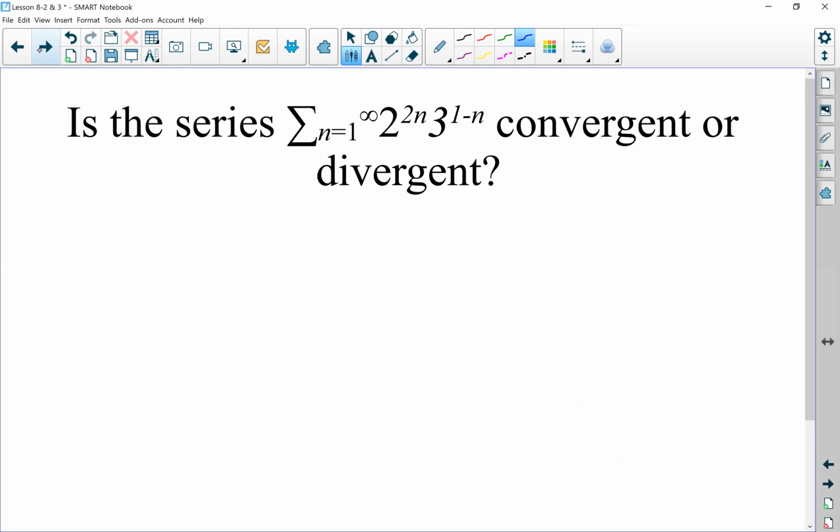Here we have another series written with that sigma notation. So we have the sum as n goes from 1 to infinity, 2 to the power of 2n times 3 to the power of 1 minus n. And we want to know, is that series convergent or divergent?